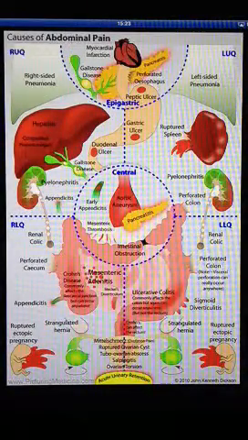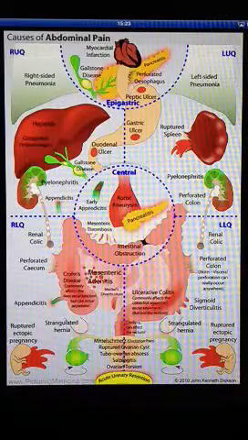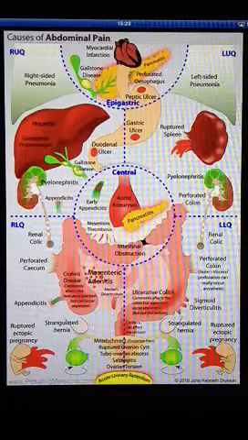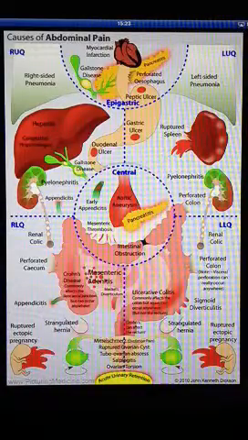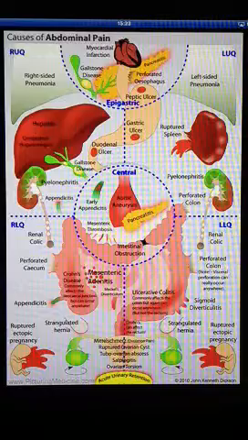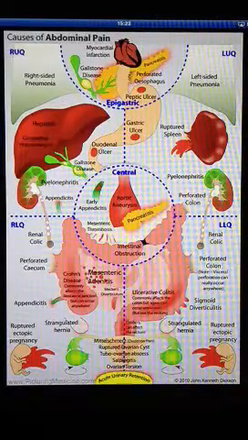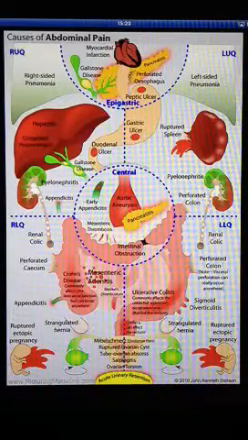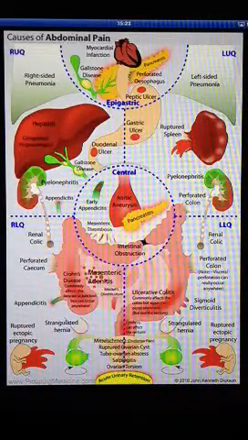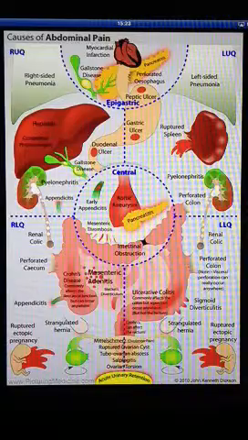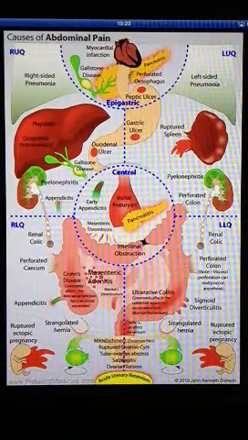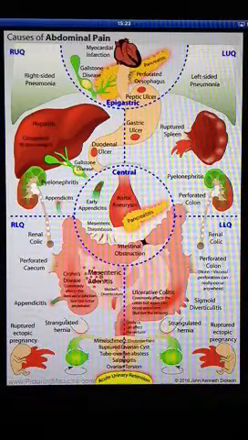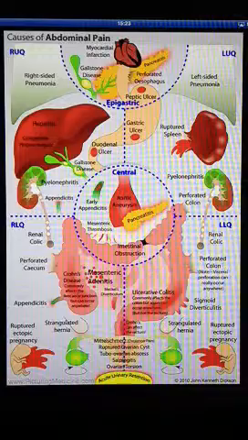This diagram summarises the different causes of abdominal pain. These different conditions tend to cause pain that presents in certain specific parts of the abdomen. Therefore, the different causes have been grouped in this diagram into right upper quadrant pain, RUQ, left upper quadrant, LUQ, right lower quadrant, RLQ, and left lower quadrant, LLQ, as well as epigastric and central regions.